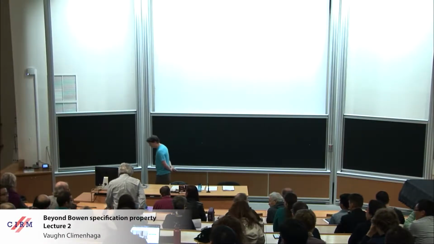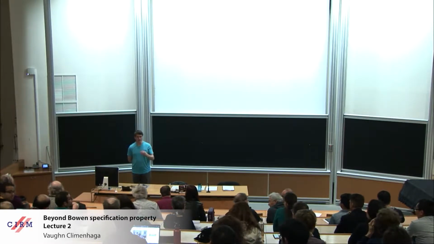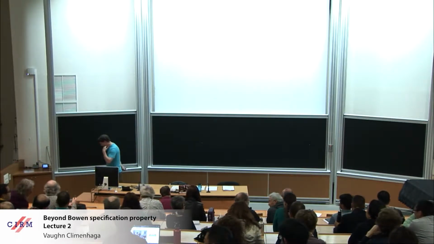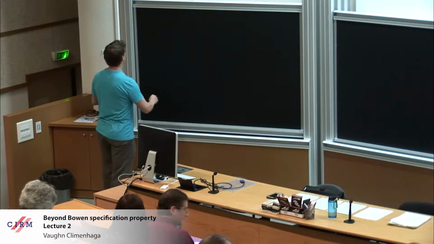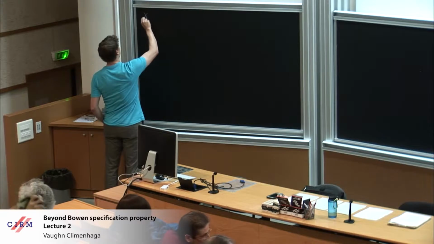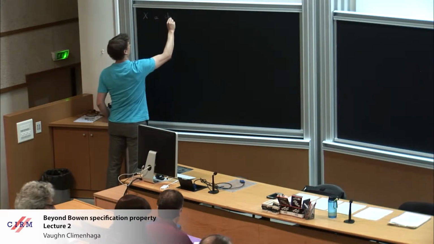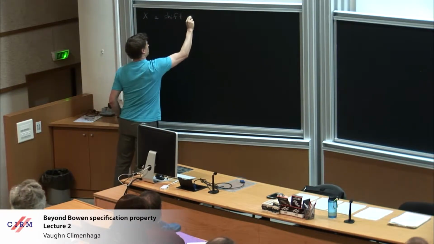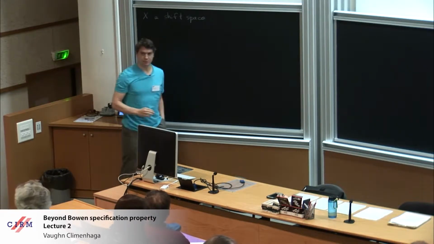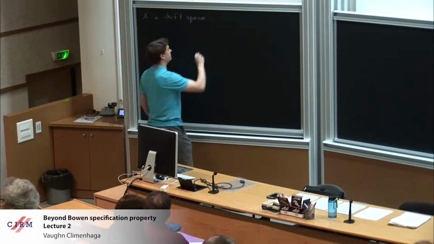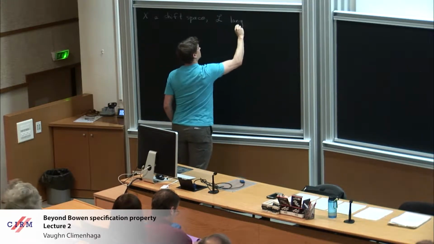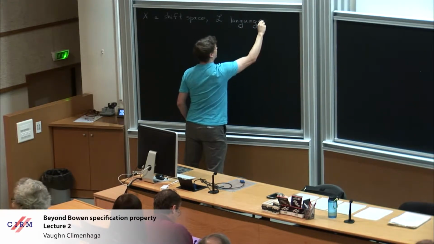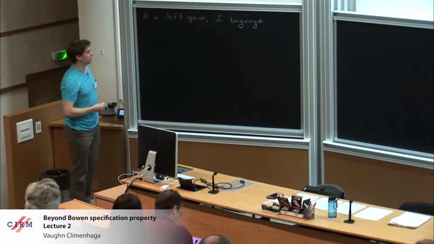So let me start by recalling the theorem that I ended last time with, and just giving a brief idea of how it's proved. Very, very brief. So the theorem was for shift spaces. We let X be a shift space, and we let L be its language. So L is the collection of all finite words which appear in some element of X.